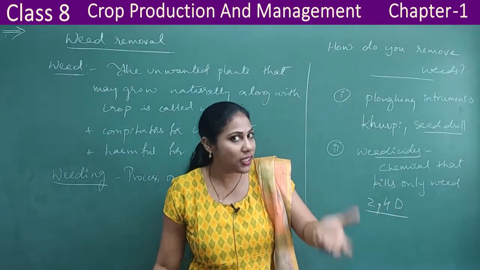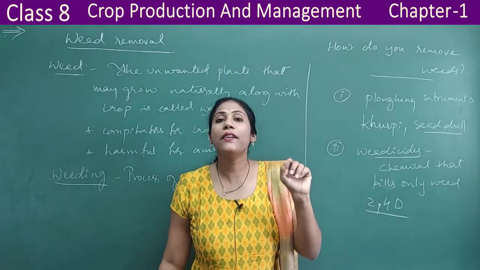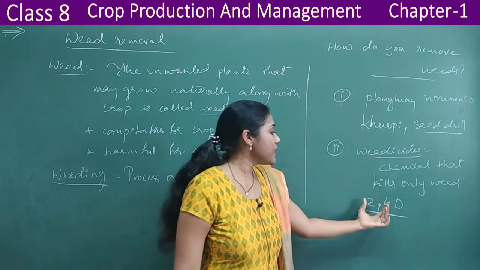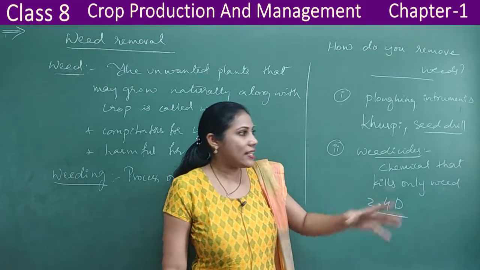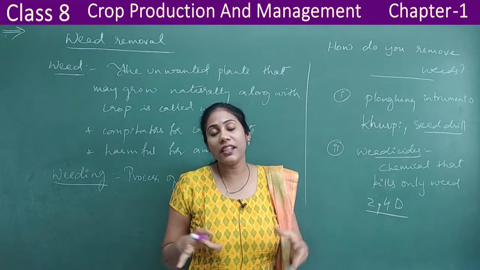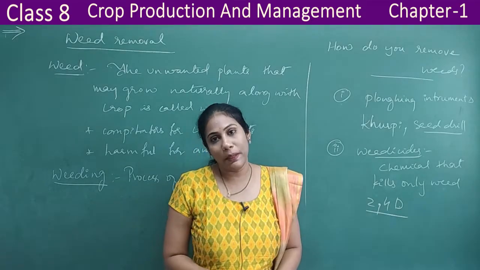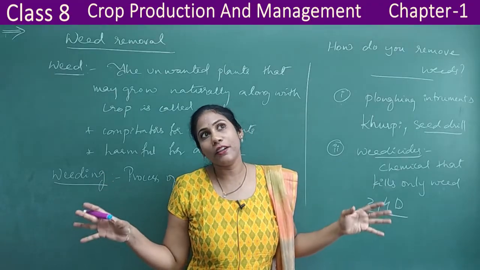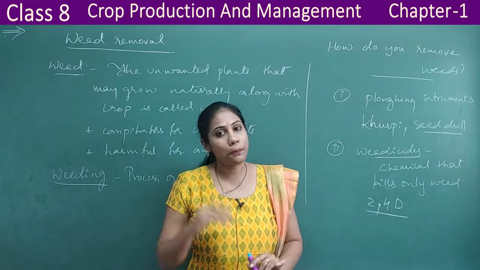Just for your knowledge, I'm telling you 2,4-D. D means dichlorophenyl acetic acid. Okay, so this is one of the best herbicides. It is one such weedicide which can remove herbs like weeds that are growing along with crop plants. I think this is the most important and very necessary step to be followed in crop production.